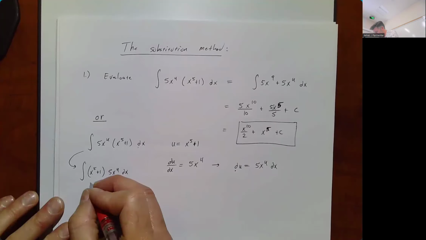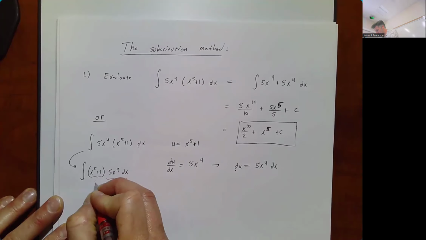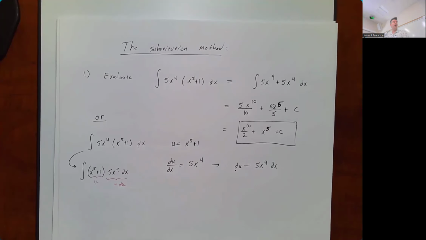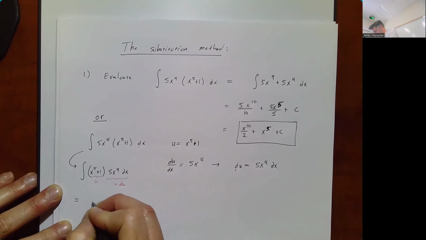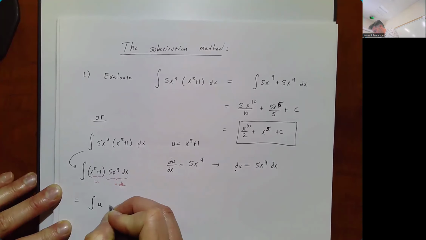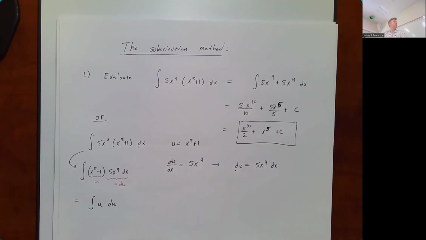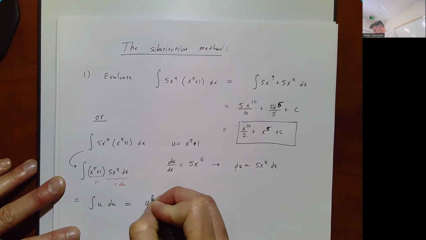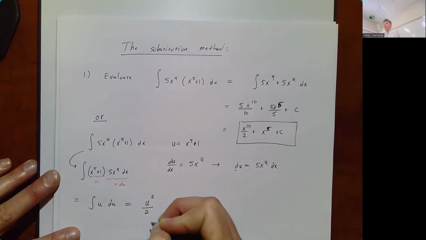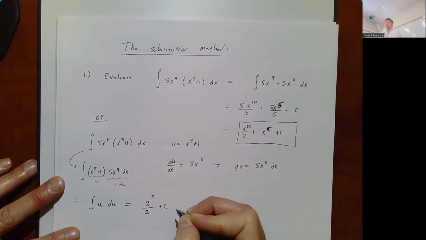And the rest is going to be this x to the 5th plus 1 is just equal to u. So now our integral gets much, much simpler. We're going to rewrite this as equal to the integral of u times du, or I'll point out, u to the first times du. And the antiderivative of my variable to the first power is my variable to the second power divided by 2 plus c.